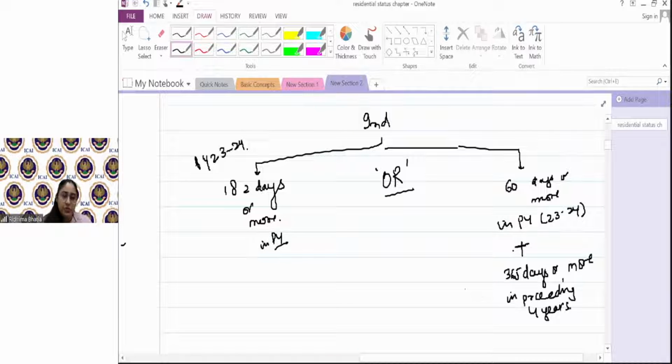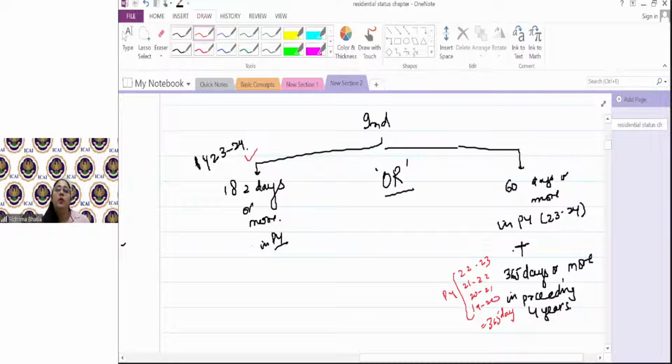That is preceding 4 years means 22-23, 21-22, 2021 and 19-20. ठीक है, ये 4 previous years में मिला के in total 365 days. We are determining the residential status for previous year 23-24 again and again.